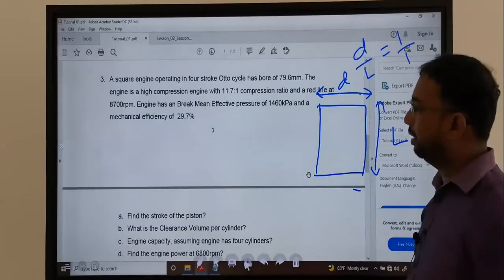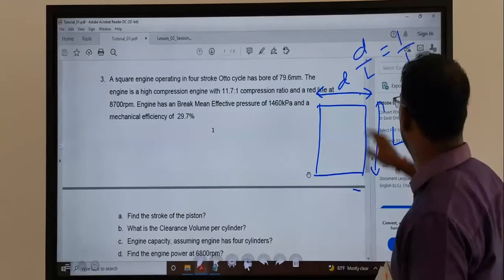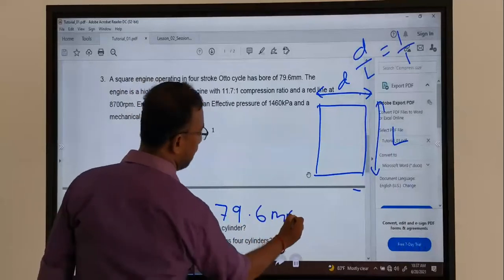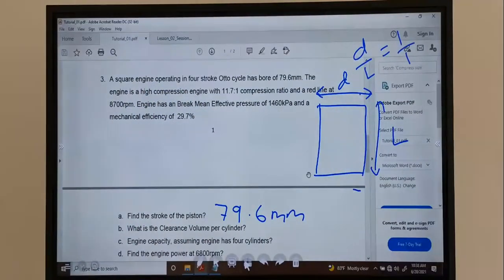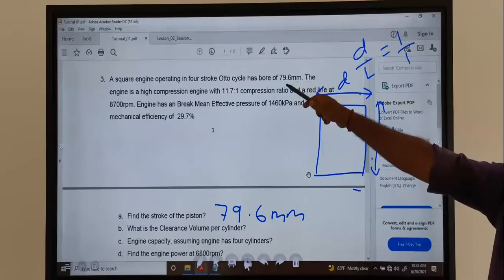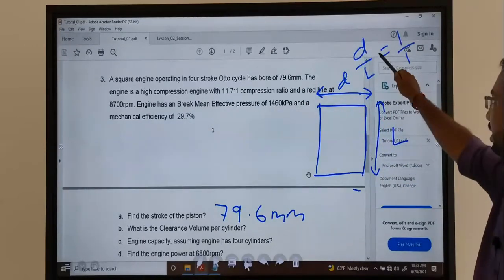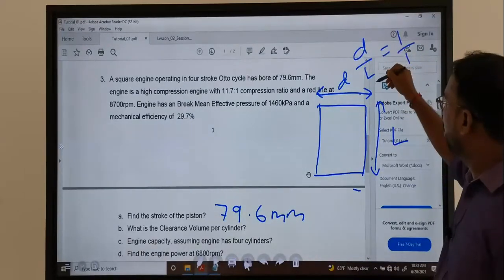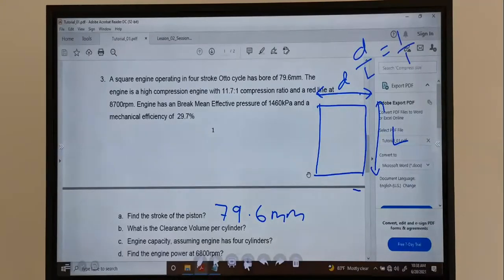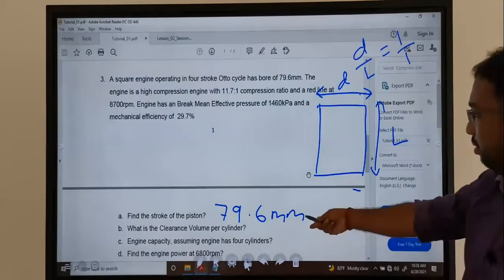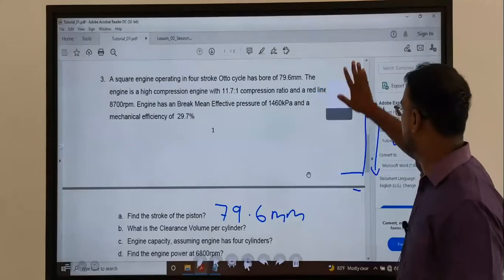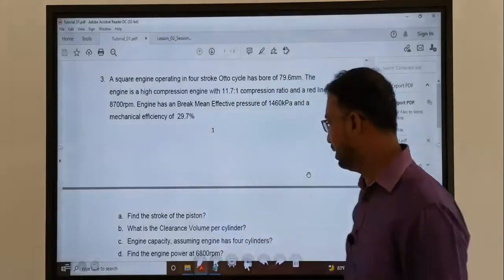So what is the stroke of the piston? It is 79.6 millimeter. We can put it directly, but this is just how we find it. This is a square engine, so the ratio of bore to stroke is 1:1. So straightaway we can give 79.6 millimeter for the stroke. Only this thing is different.